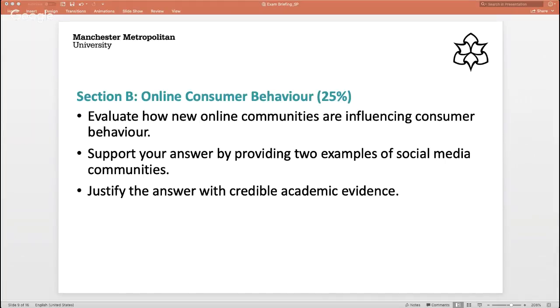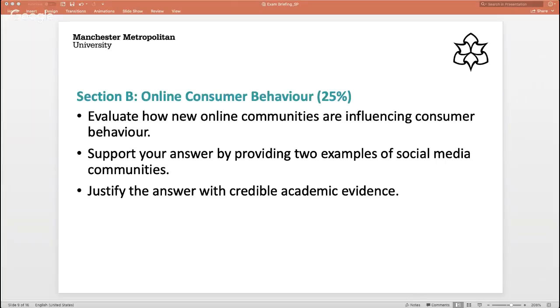We're going to be looking at all those different things, and at what online consumer behaviour basically is and why that differs from just consumer behaviour. In this question, we want you to evaluate how new online communities have influenced consumer behaviour. What that actually means for you is that there are some key words there: new online communities and influencing consumer behaviour.